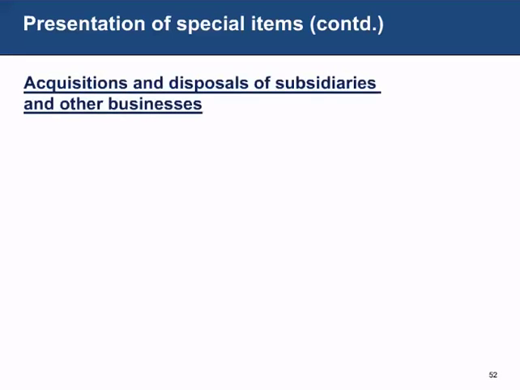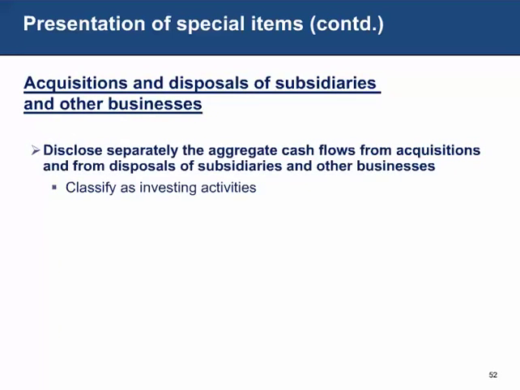The next item under our special items discussion is acquisitions and disposals of subsidiaries and other businesses. Under this, we disclose separately the aggregate cash flows from acquisitions and from disposals of subsidiaries and other businesses. These are required to be classified as investing activities. So, friends, the cash flows from acquisitions and the cash inflows from disposals of subsidiaries cannot be netted off, and they are required to be shown separately by classifying them as investing activities.